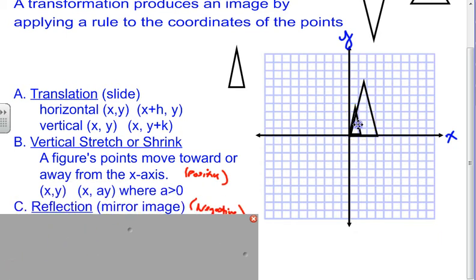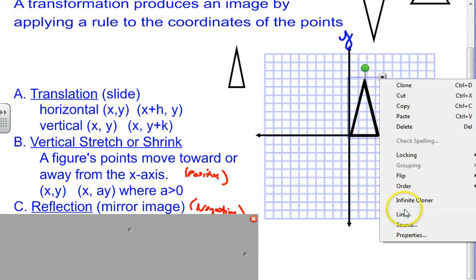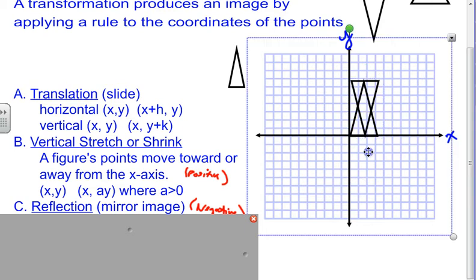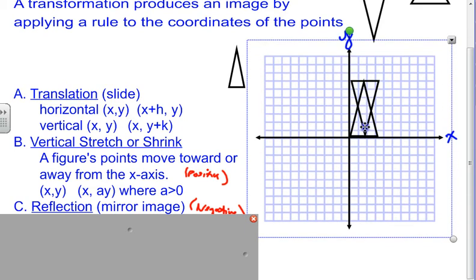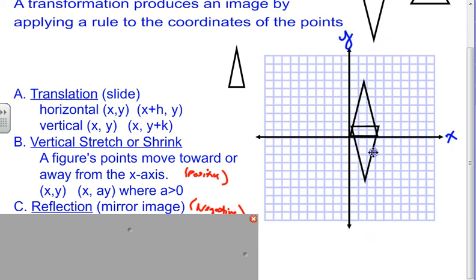Okay? And finally, a reflection. Let me just clone this one again. So we have the exact same size, right? We have two triangles of the exact size right here. And actually, the smartboard has a feature that will allow me to rotate or reflect it. Whoops. I'm going to grab that triangle. Here we go. There we go.